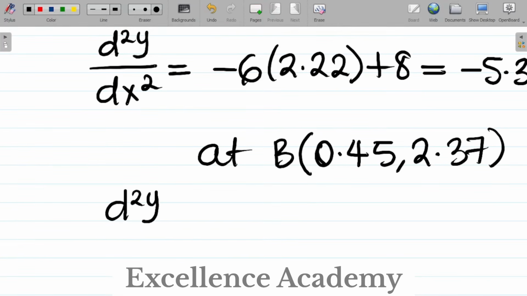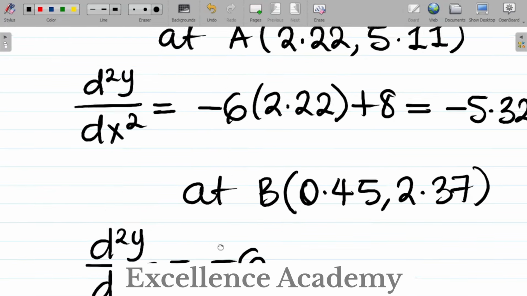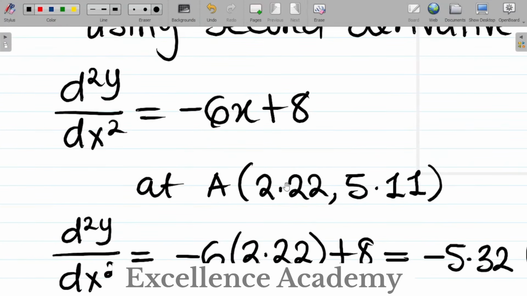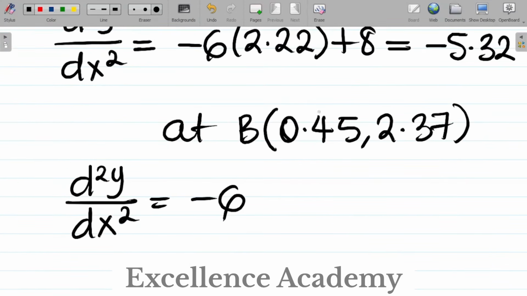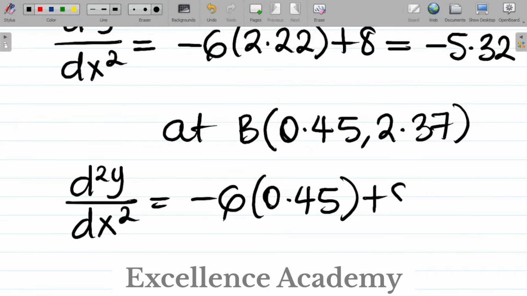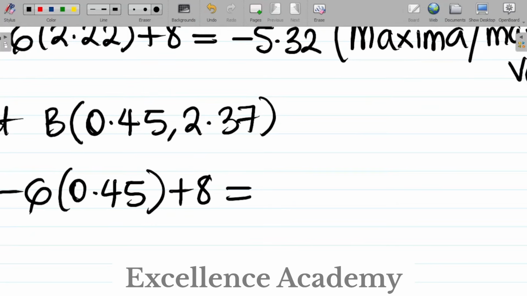We have that d²y/dx² is equal to -6x + 8. X in this case would be this value here, 0.45. So -6 into 0.45, that's -6x, and then plus 8. I'll just go ahead and punch this: -6 into 0.45 plus 8. This gives you a positive answer. So the answer is positive 5.3.